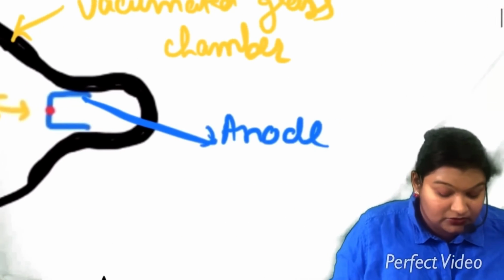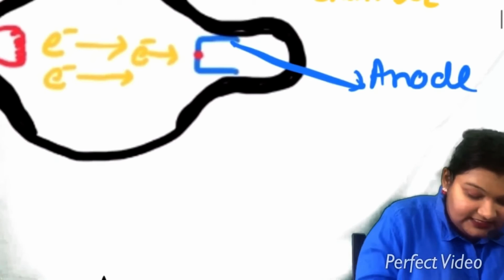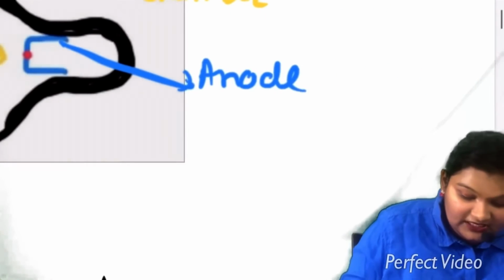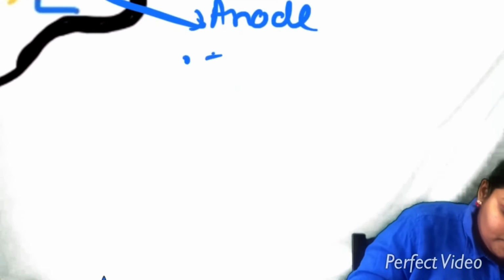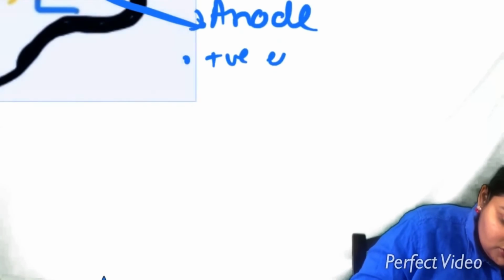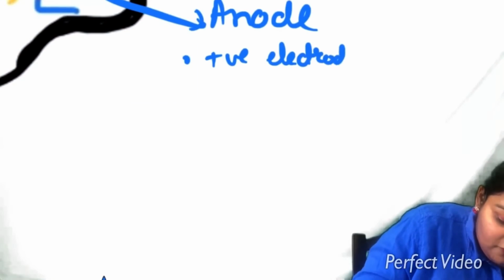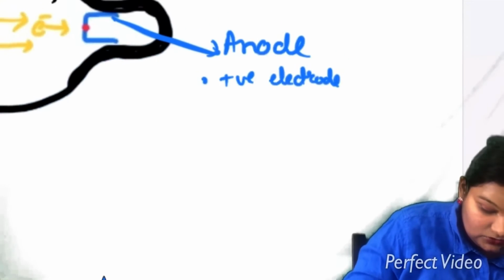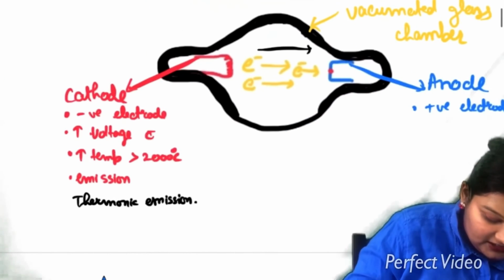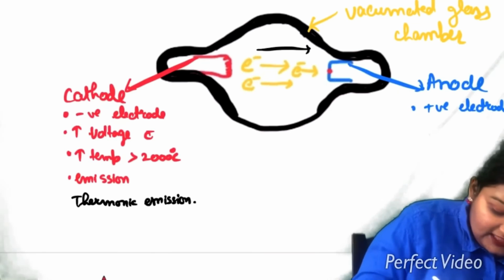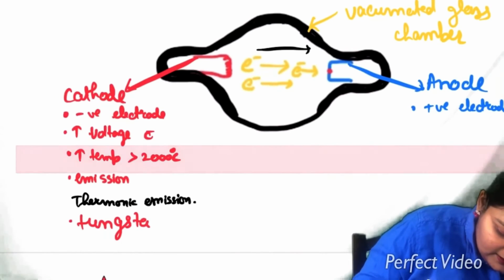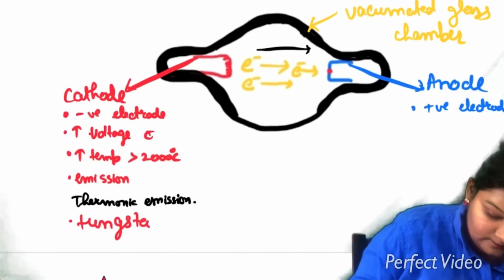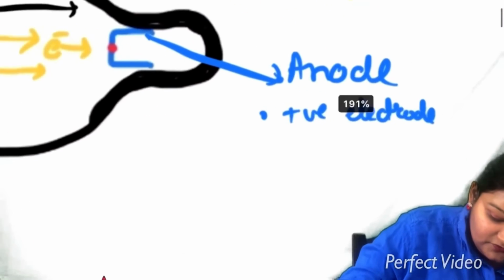So let us move towards the anode. The electron beam is attracted to the anode. Anode is a positively charged electrode. I forgot to mention one thing, so let's get a bit back and write it down over here. The cathode is made up of tungsten, right? Tungsten. Now let us move towards the anode.